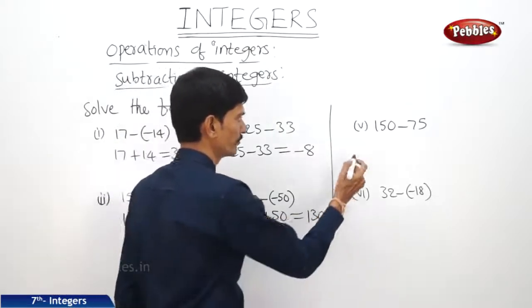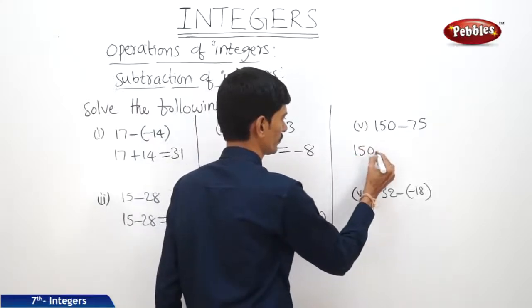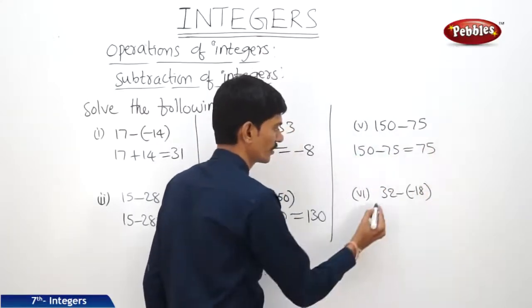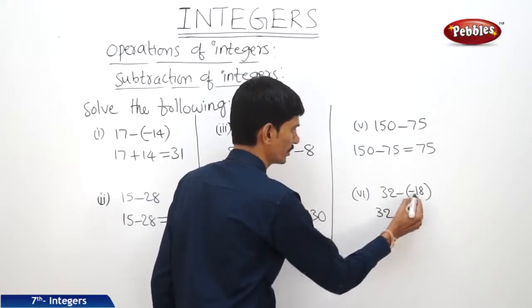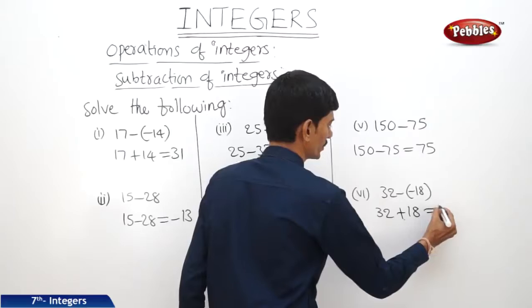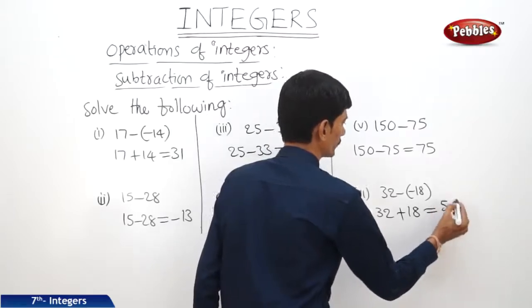The next question, 150 minus 75 equals 75. Now here 32 minus of minus 18 becomes plus 18. So 32 plus 18 is 50.